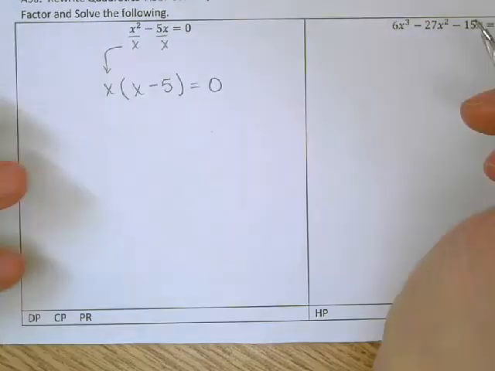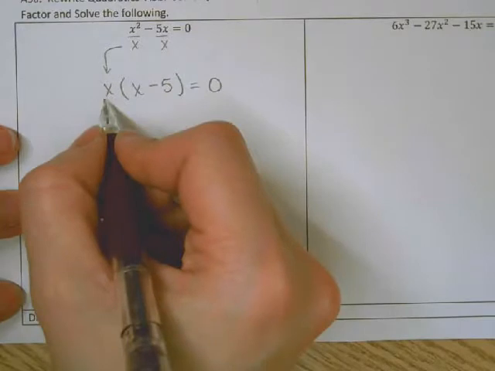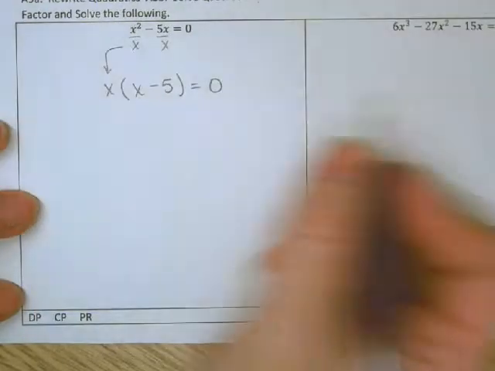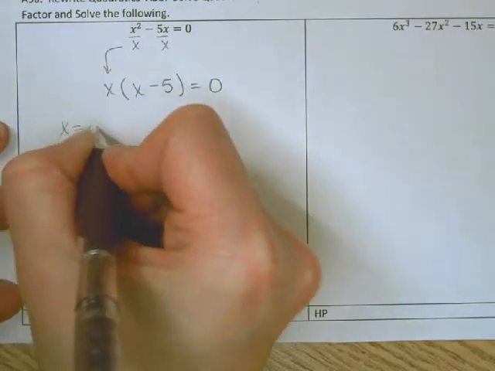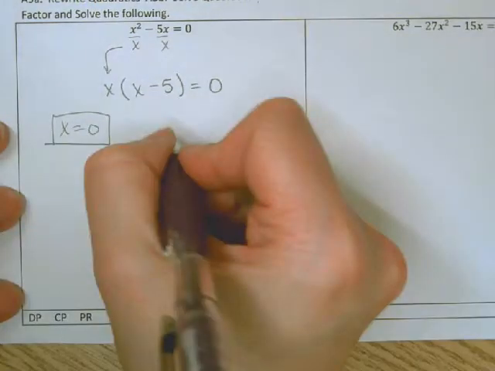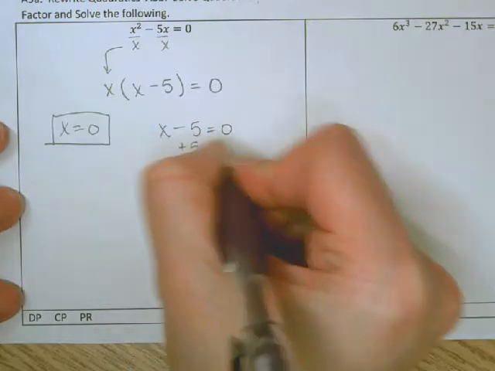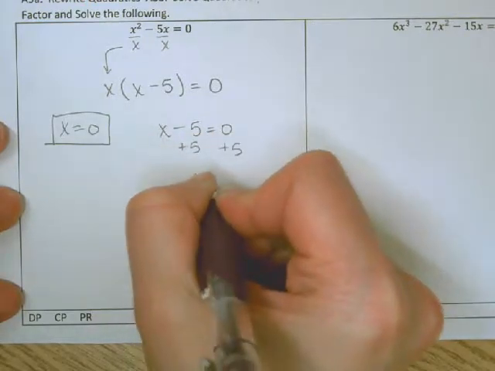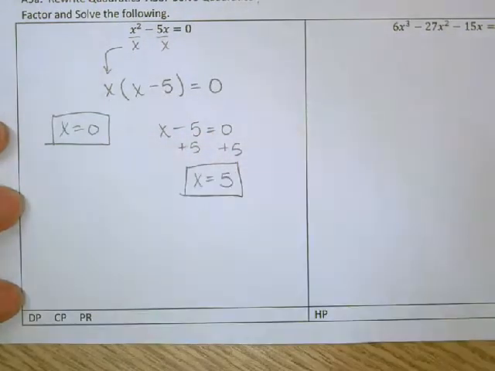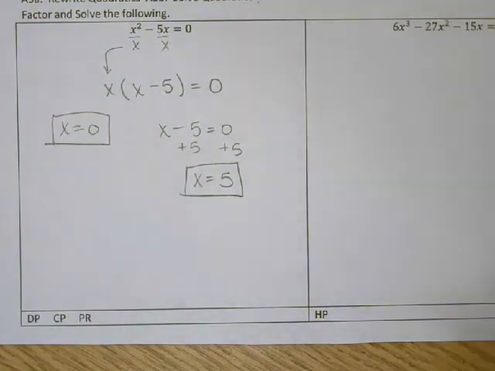So once I'm in factored form, zero product property, my two factors are x and x minus 5. So x equals 0, and that one is simple enough. That's my answer. And x minus 5 equals 0. Add 5 to both sides, and I have x equals 5. And that's it on that one.